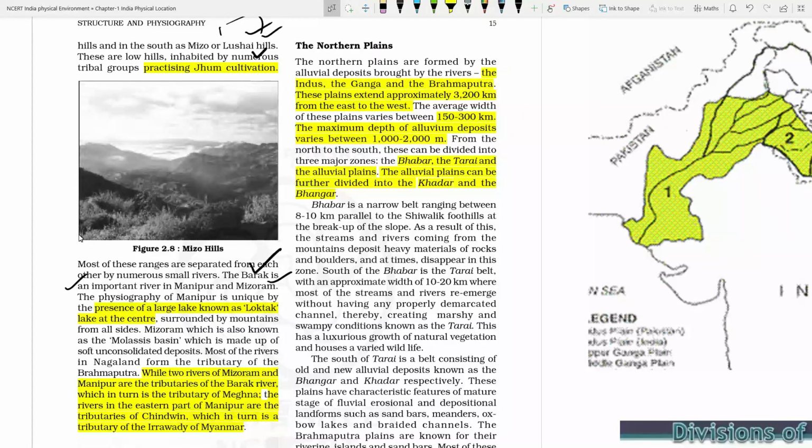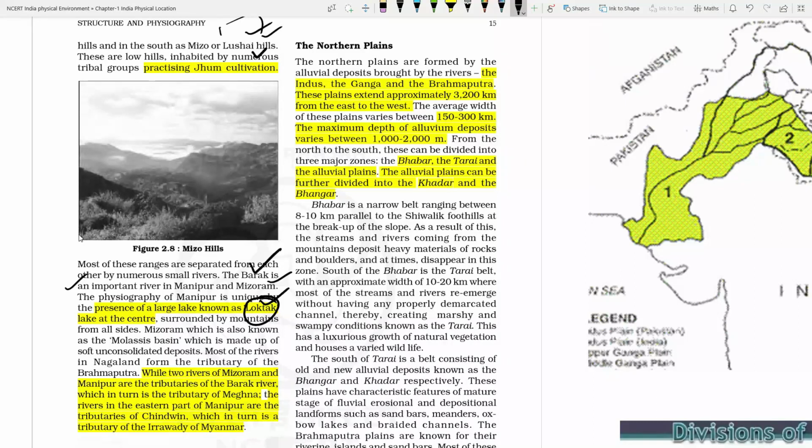One question had been asked in the UPSC examination about the Barak river, where it flows. Okay? The Mizo Manipur hills are also known for Loktak lake. Loktak lake is also a Ramsar site, and also a World Heritage site because of its unique floating vegetation, which is called Phumdi.